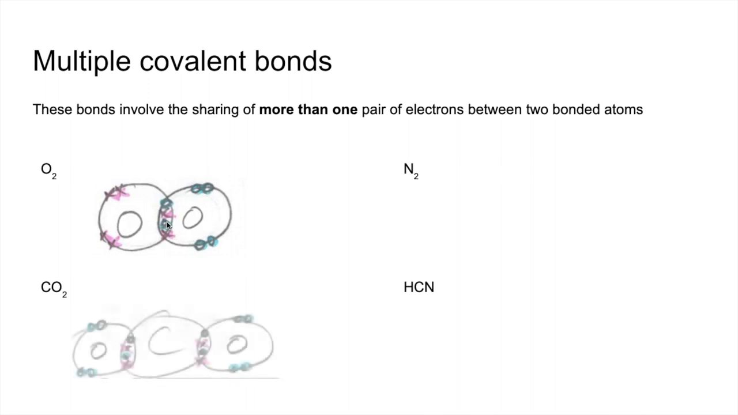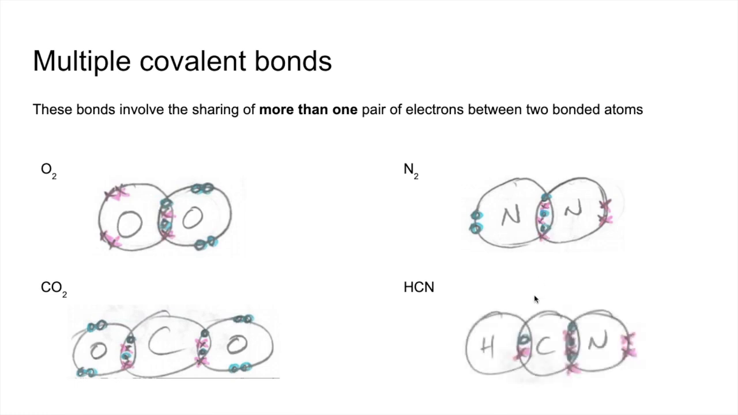Carbon dioxide, you've got 2 double covalent bonds, so between the carbons and the oxygens. Nitrogen, you've actually got a triple covalent bond there because each nitrogen is sharing 3 of its valence electrons. And hydrogen cyanide, HCN, we've actually got a single covalent bond between a hydrogen and a carbon, but we've got a triple covalent bond between the carbon and the nitrogen.